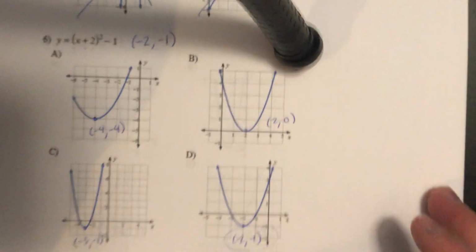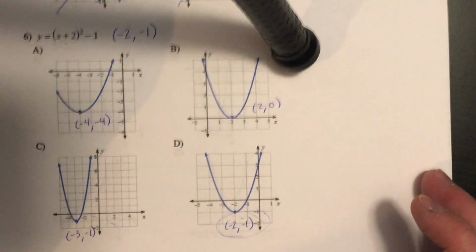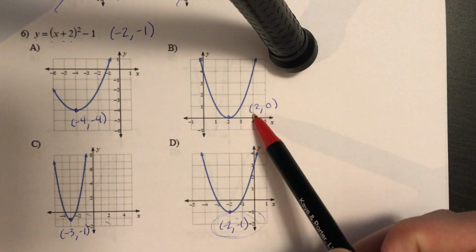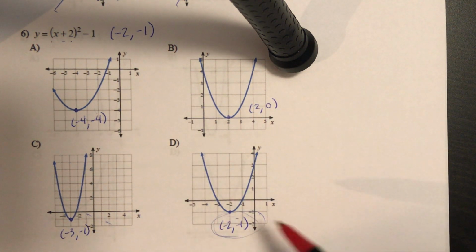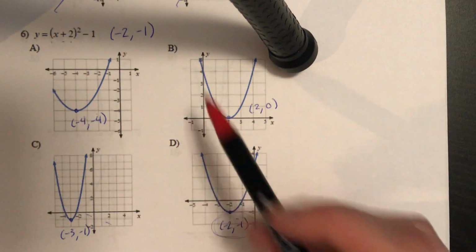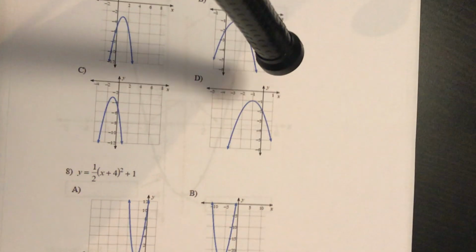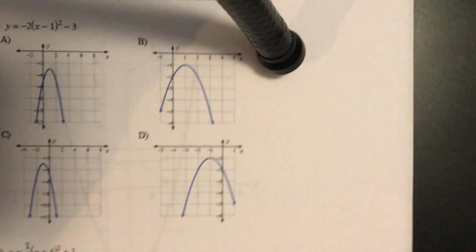Again, y'all cannot see my work. Sorry about that. So negative 4, 2, 0, negative 3, negative 1, and negative 2, negative 1. This is the only one that works, that has a vertex of negative 2, negative 1. I'm just going to work through these problems. They're exactly the same as those last ones that we did.